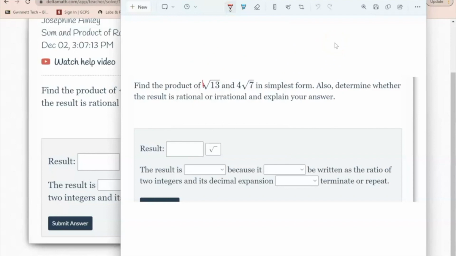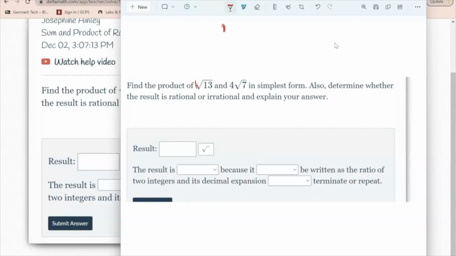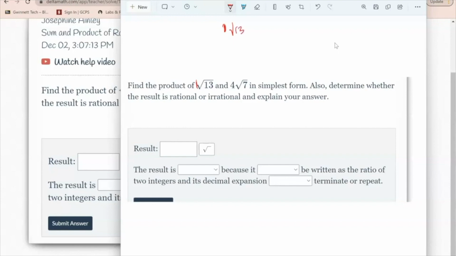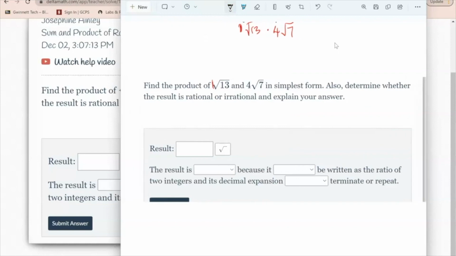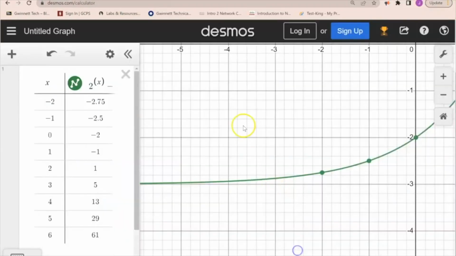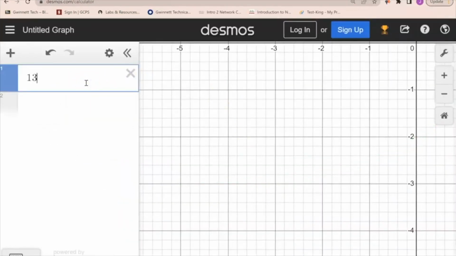So there's an invisible 1 right here. So this is 1 radical 13, excuse my bad handwriting, times 4 radical 7. All right, so multiply the outsides. 1 times 4 is 4. Multiply the insides. 13 times 7. And just pull up a calculator and do it with a calculator. 91.